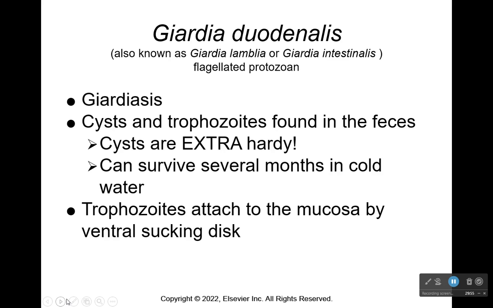Cysts are very, very hardy. This is one that can survive for months in cold water. It can survive in chlorinated water. You can find both the cyst and trophozoites in our stool. These have the sucking portion, so the trophozoites can attach to the mucosal lining of our intestines by this sucking disc.